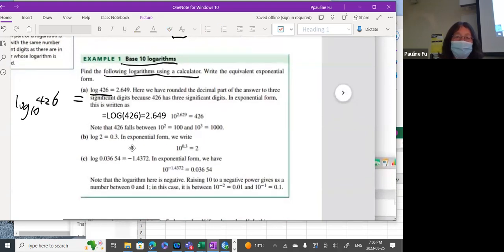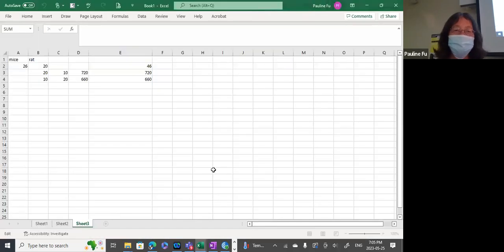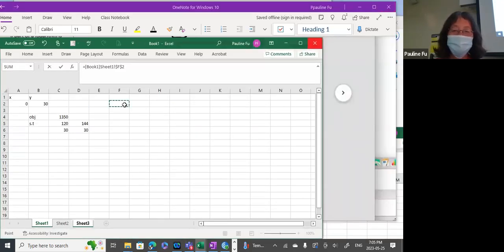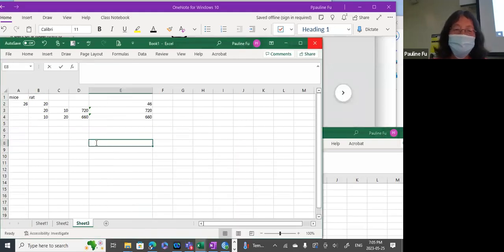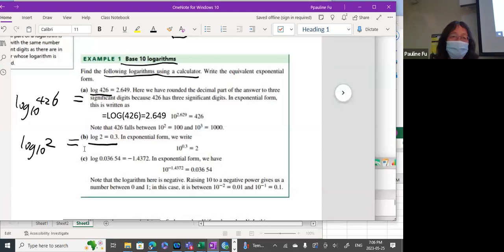Okay, next. Log 2, which is the same as log base 10 of 2. You can use Excel to do it. If it is the test, then you have to use your calculator. So typing equal log 2, and make sure you know how to use your calculator. Copy and paste here, and you got 0.3.